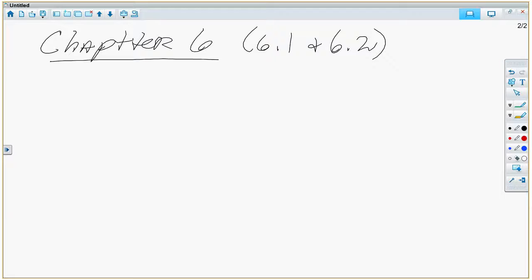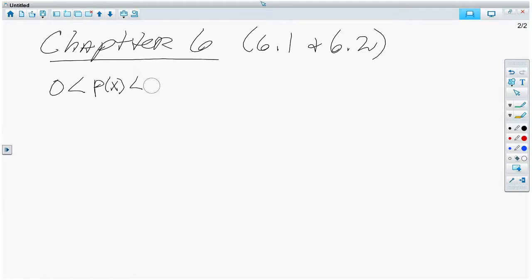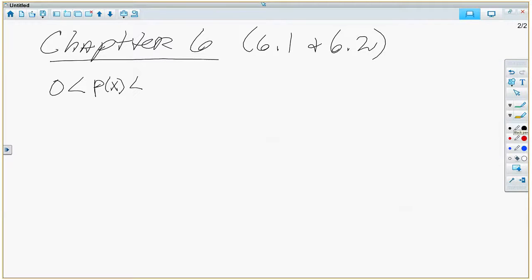What's one formula that we need to know? One thing that we need to know is that when you're checking for probability distributions, the probabilities have to be between 0 and 1. And all the probabilities have to equal 1. Add them up, they have to equal 1. The summation of the probabilities has to equal 1. So that's the number one thing that you need to know for chapter 6 material.